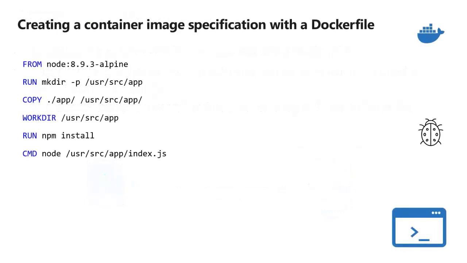So here's what the Dockerfile looks like. On the left-hand side, in blue, what I've highlighted here are the instructions. One minute, let me get a highlighter here. So we have the instructions here, right? And then we have the different values.